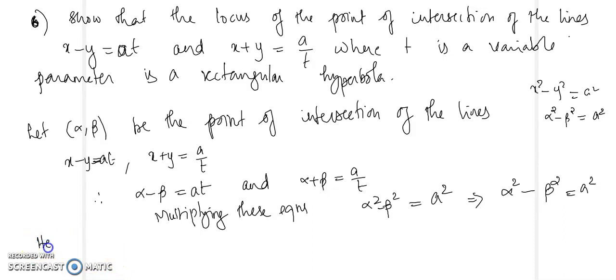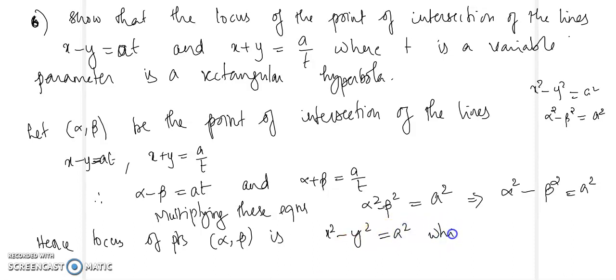So hence the locus of points (alpha, beta) is x square minus y square equal to a square, which is the equation of a rectangular hyperbola. So therefore when you take the locus of points of intersection, you are going to get a rectangular hyperbola.